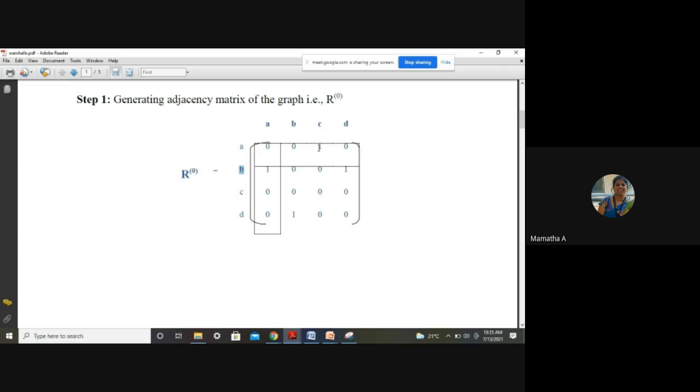So what should be 1, students? B comma A is 1, A comma C is 1. What is 1 in R1? Now just combine and tell me. C, ma'am. B comma A is 1, A comma C is 1. So what is 1? B comma C, ma'am. B comma C is 1 in which matrix? In R1.